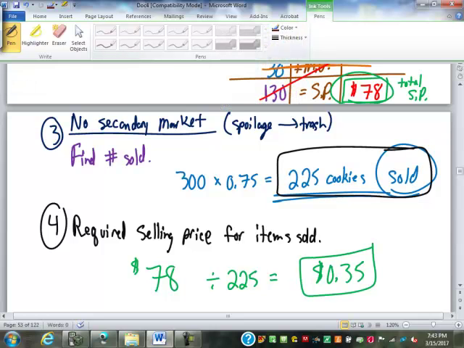Now, again, there's a lot of unpredictability here. The spoilage is always unpredictable. The 25% is always an estimate based on past experience. So if it's a new product, that's really a guess. Usually base it on related products.